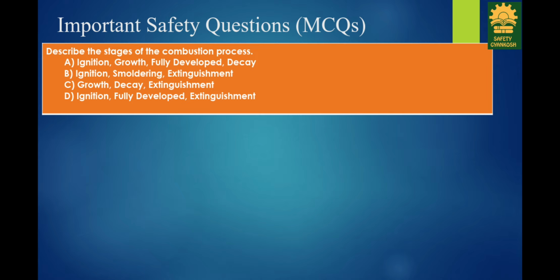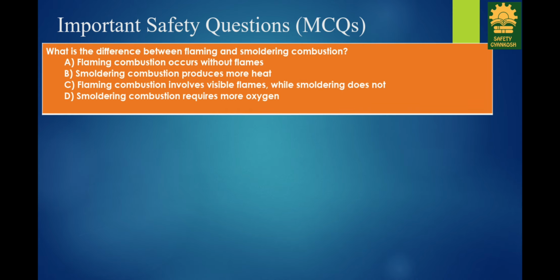Once it has reached its peak, it will stay constant. It will be fully developed, and then it will start decreasing. The curve will first increase, stay at the same level, and then start decreasing. So the answer is A, ignition, growth, fully developed and decay. Let's move to the next question.